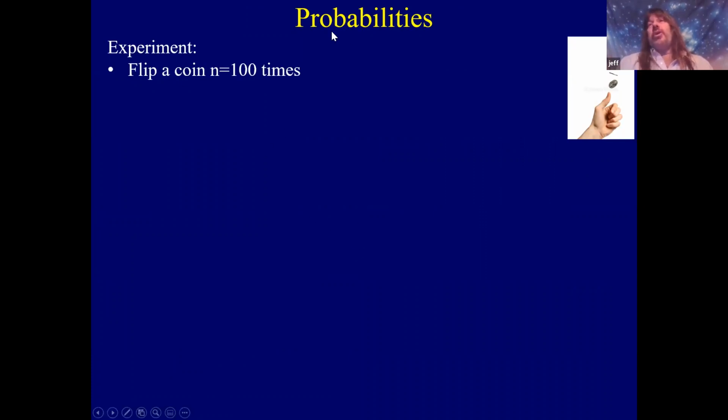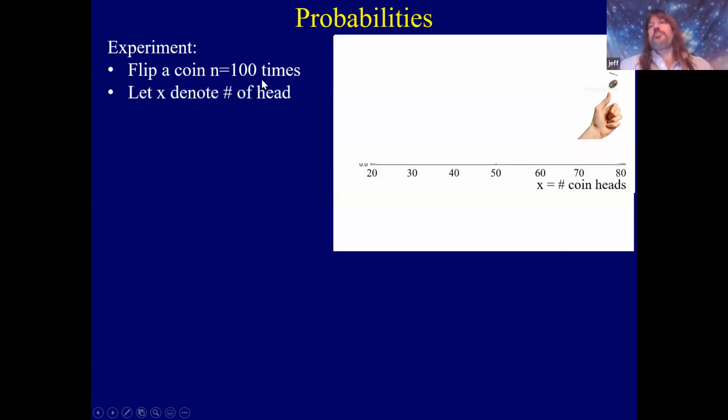So for those of you who are not completely up on probabilities, let's have a coin and flip it 100 times. Let X denote how many heads you get. I did this experiment, I flipped them 100 times and I got 53 heads.